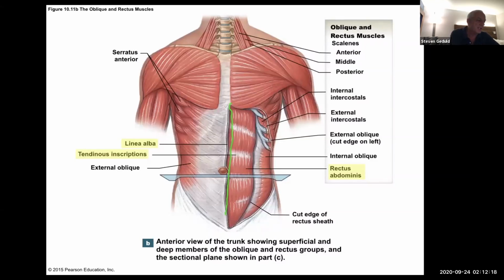Okay. The rectus abdominis are all these groups of muscles right here. It's this muscle. Okay. And then the tendinous inscriptions are the tendons between each of these sets of muscles. And you can see, look at them. Look at where the tendons attach. What's going to happen when those muscles contract?